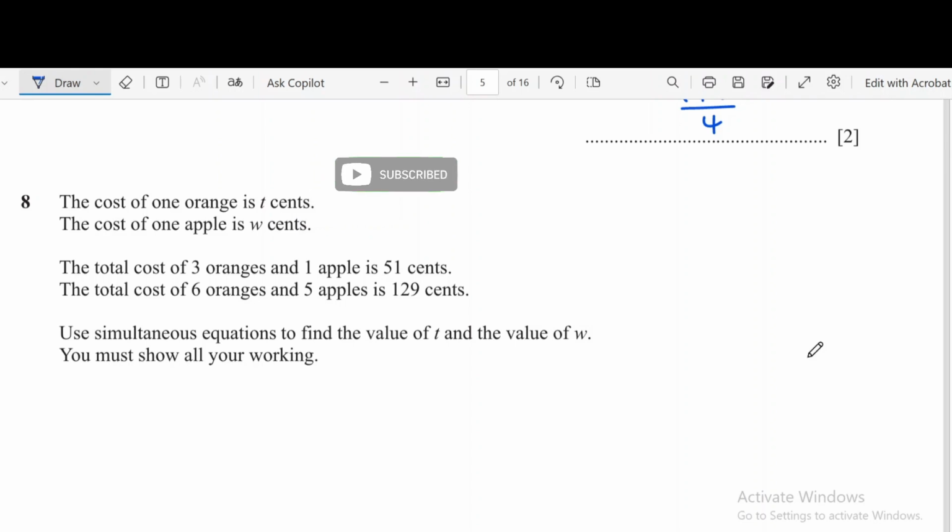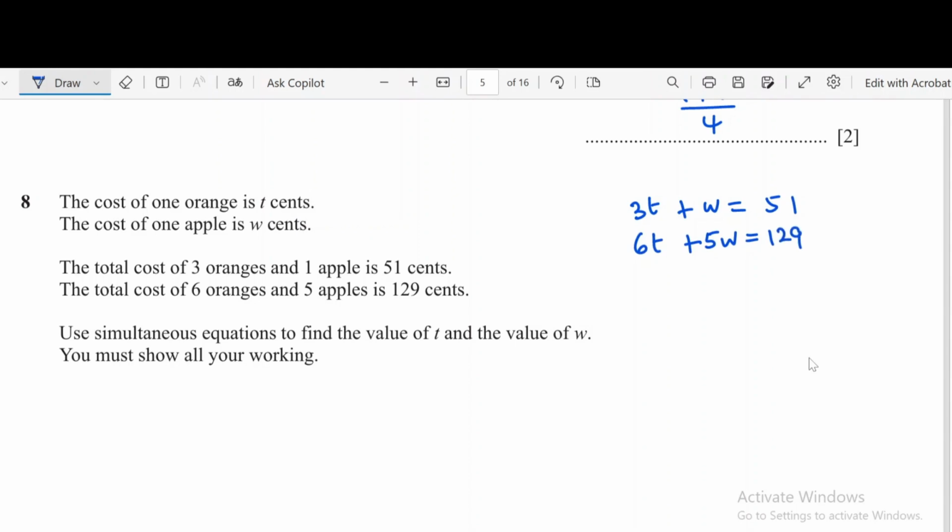All right, we move on to question number 8. We have the cost of one orange to be T cents and the cost of one apple W cents. So the total cost of 3 oranges and one apple is 51 cents. So we have 3 oranges, that's 3T plus apple is W, so that gives us 51, and 6 oranges plus 5 apples will give us 129. So we can call this equation 1, call this equation 2.